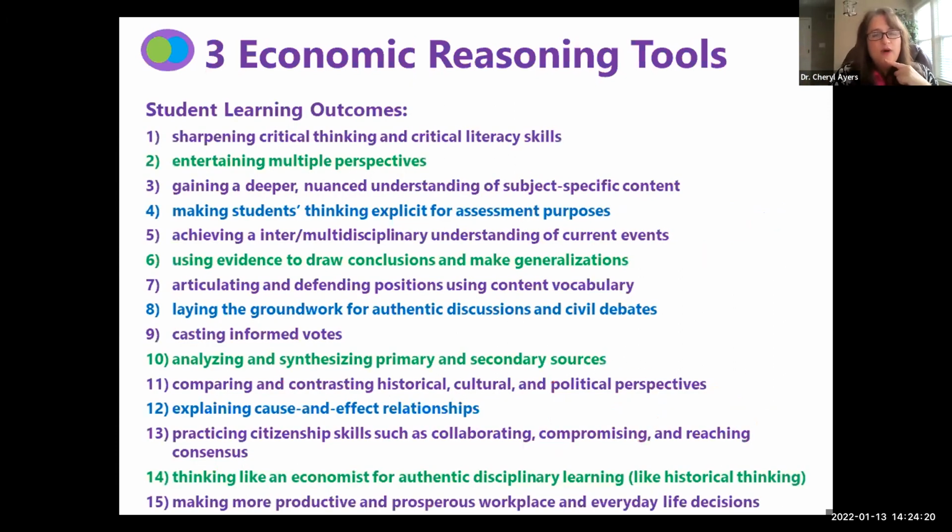So I'm going to be quiet here. I want you to read through. This is what my research has shown. These three tools that we're going to jump into here in just a second. These are the student learning outcomes that come from using something as simple as a cost-benefit analysis. Quickly read through that list.